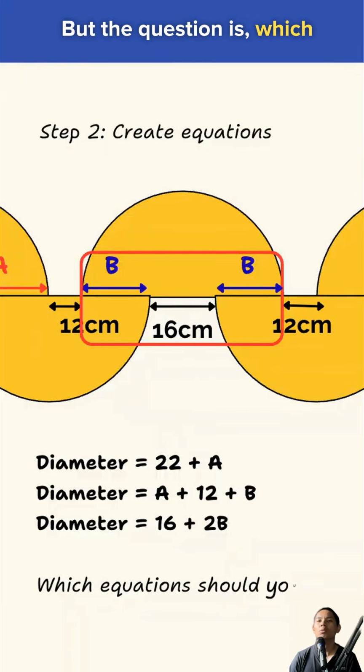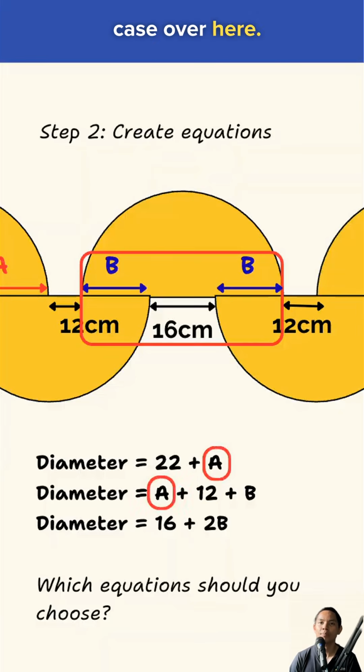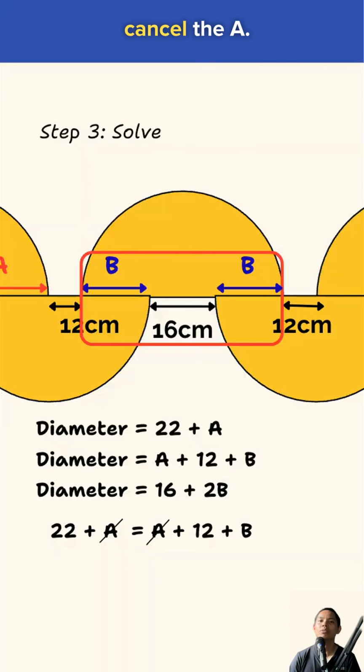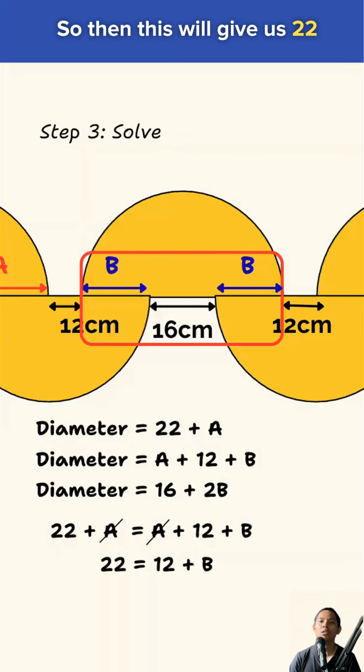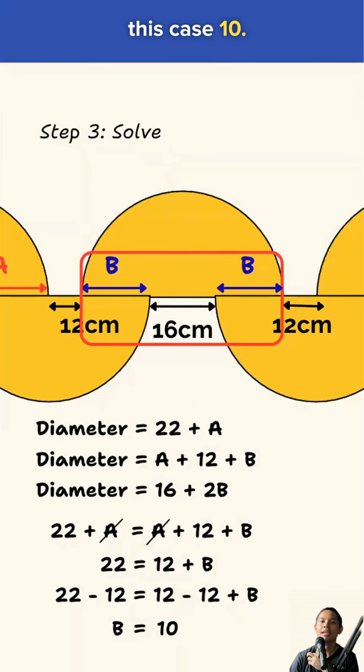But the question is, which equation should you choose? Since all of them are equal to diameter, which one should you choose? Usually you can go either way, or you can just go for A in this case. Why we do A is because later I will share with you, we can actually cancel the A. So this will give us 22 equal to 12 plus B. Then B is equal to, in this case, 10.